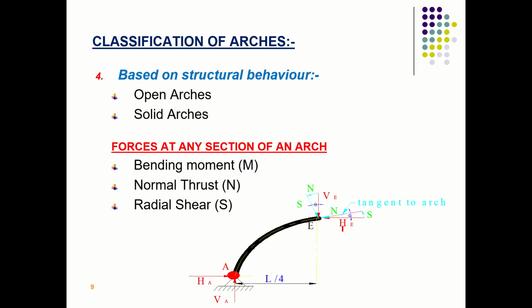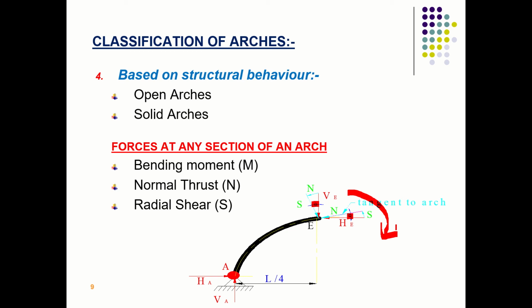You can see that S, which is your radial shear, is this theta if you are taking this one or this one. Your normal thrust N is shown with the green arrow, at 90 degrees to the shear. And your bending moment M, which they haven't shown here, I think, would be this if there is any bending moment.